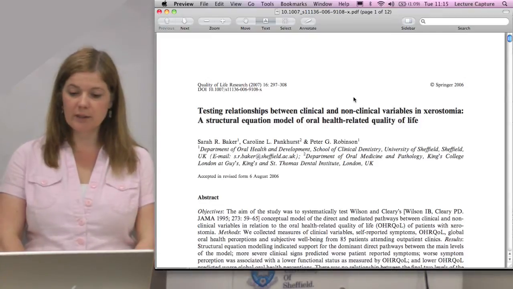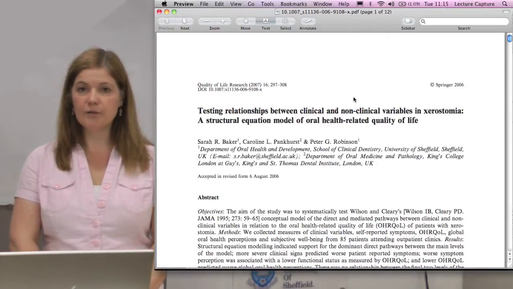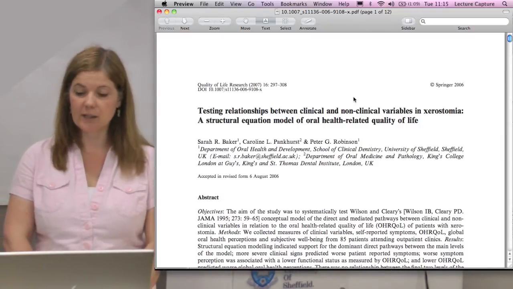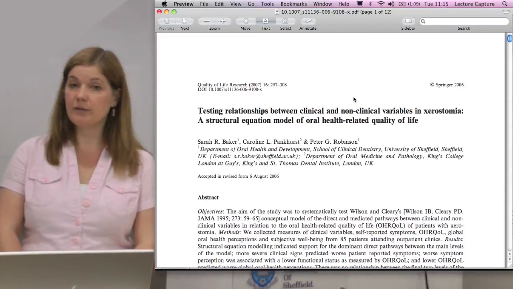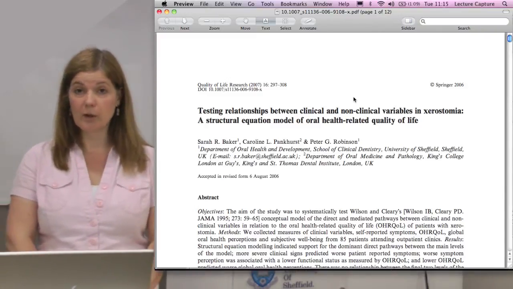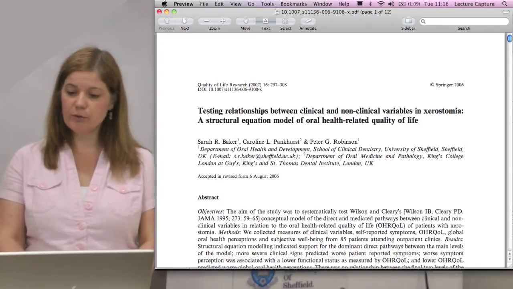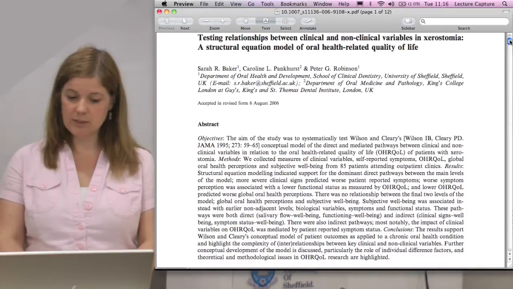So this is work that we conducted a few years ago on xerostomia, or dry mouth. And what we were interested in was people's experiences of dry mouth, but we were particularly interested in this thing called oral health quality of life. So this is the impact of their condition on their physical functioning, their psychological well-being and social well-being. And if I just move down the abstract here, you'll be able to read it.